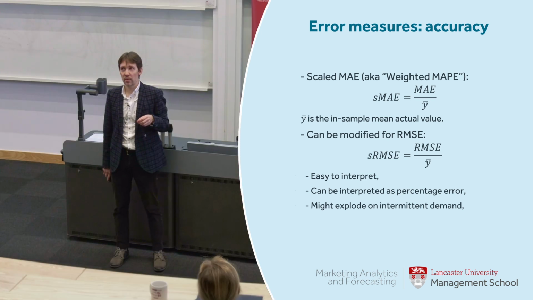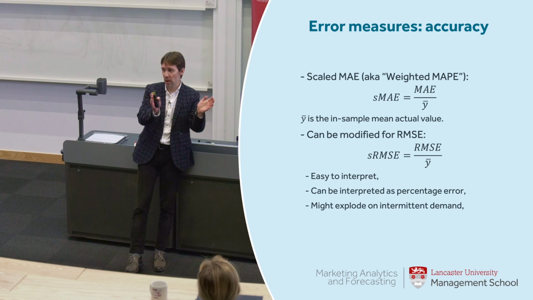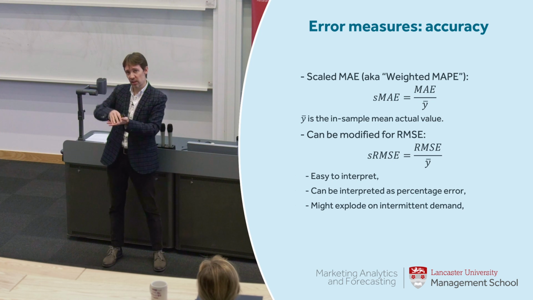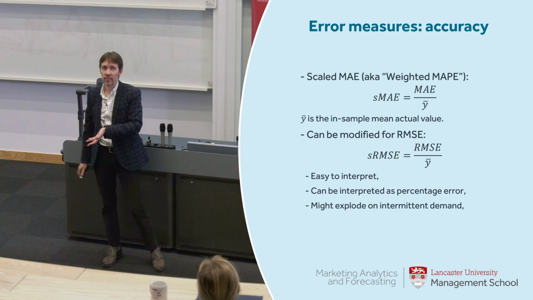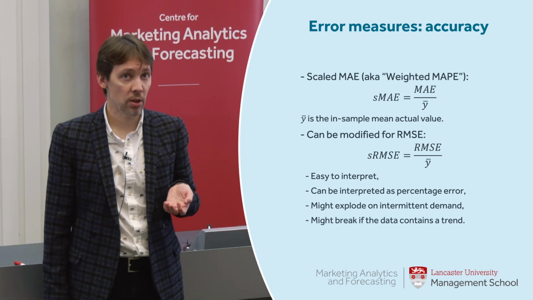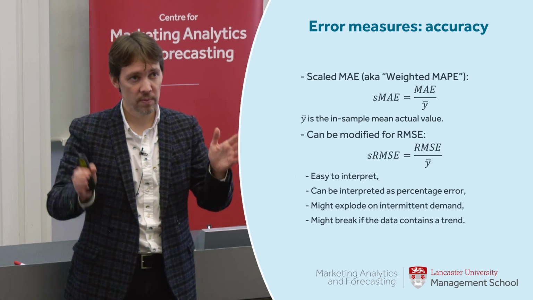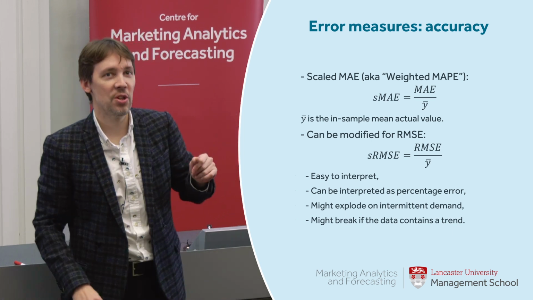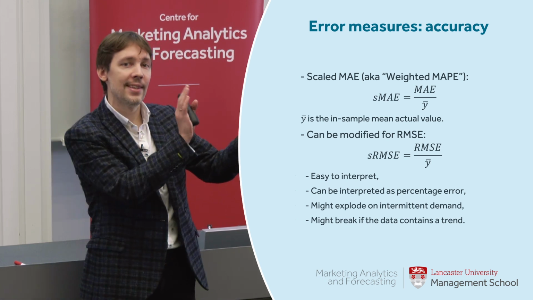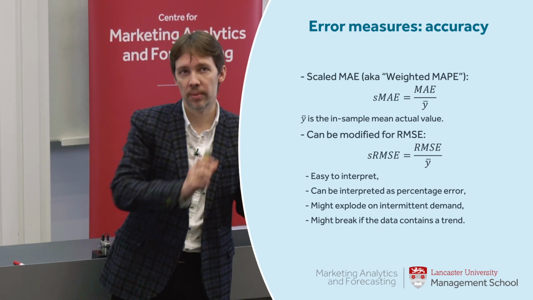But it might have some trouble on intermittent demand, because if your in-sample mean is lower than 1, then you're dividing by something lower than 1. As the result, your measure becomes very high. It's not a big issue, but this is something you need to be aware of. And also, if you have trends in your data and you do evaluation using rolling origin, once again, something we discussed in the previous video, then this might break as well, because it assumes that the mean in sample stays the same, that it does not change substantially.